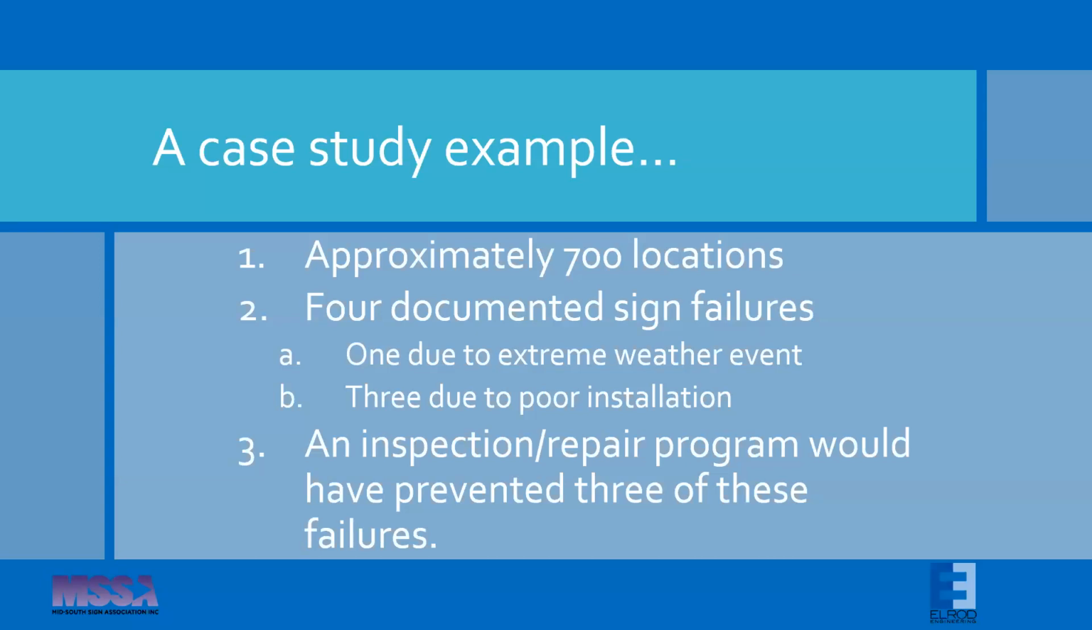But interestingly, the other 3 sign failures were due to installation issues, mounting plates that weren't welded to the pole, missing mounting plate bolts, etc. So a good installation is vital, and a repair and inspection program would have prevented 3 of those sign failures.